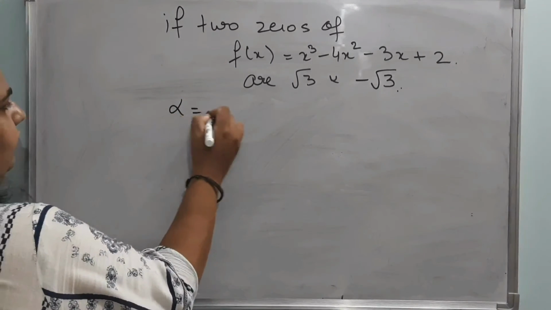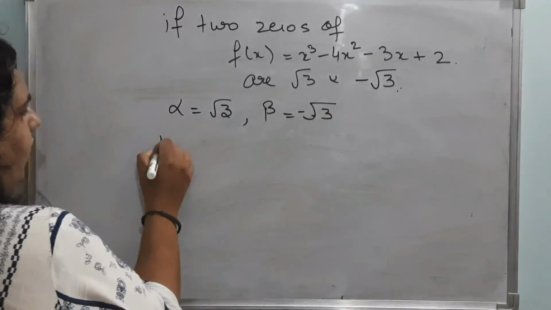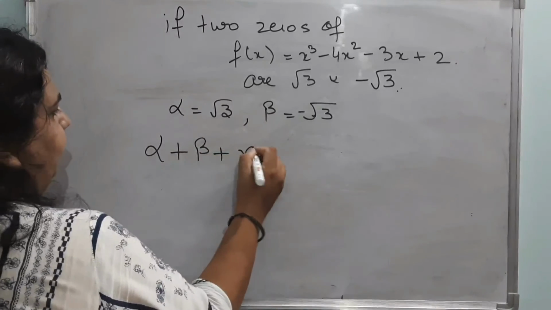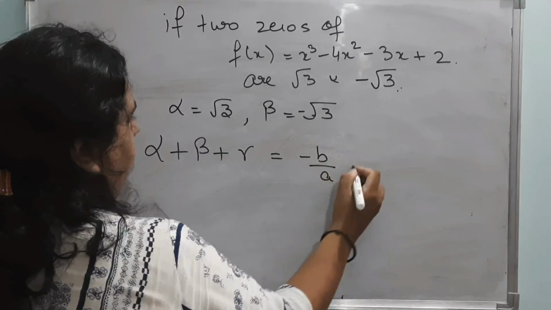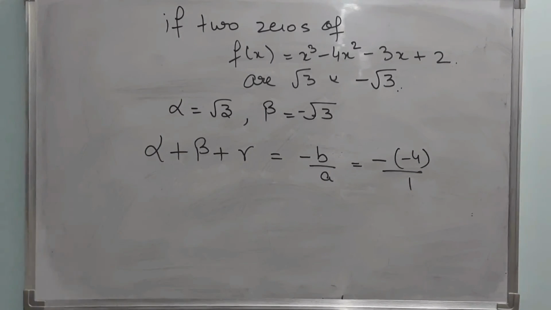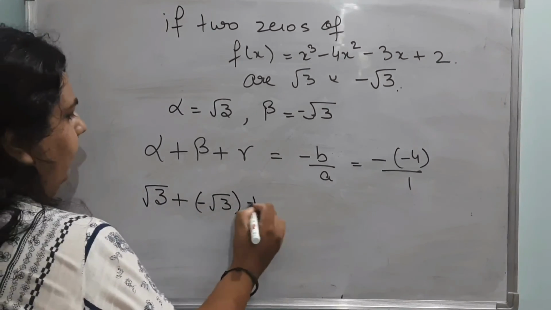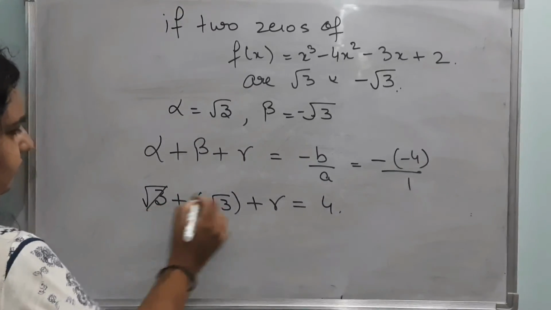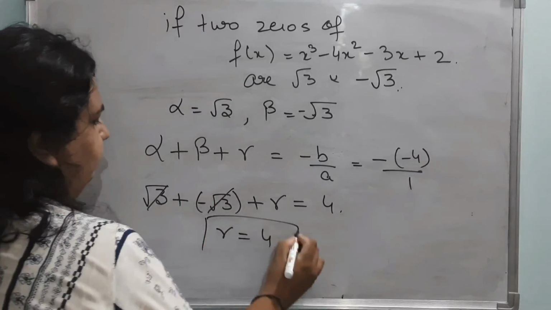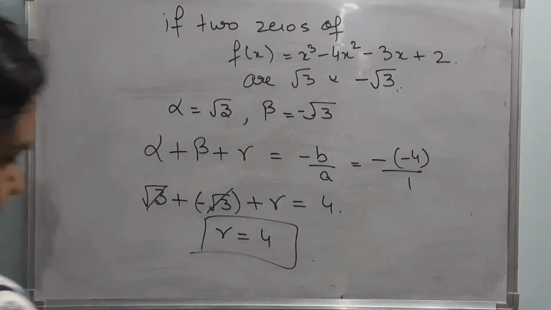So you have alpha equals root 3 and beta equals minus root 3. Now, according to the relationship, you have this. Put the values: root 3 plus minus root 3 plus gamma equals 4. This will get cancelled, then the other zero equals 4. This is your answer. So these types of questions you will get in your examination while solving the cubic polynomial.